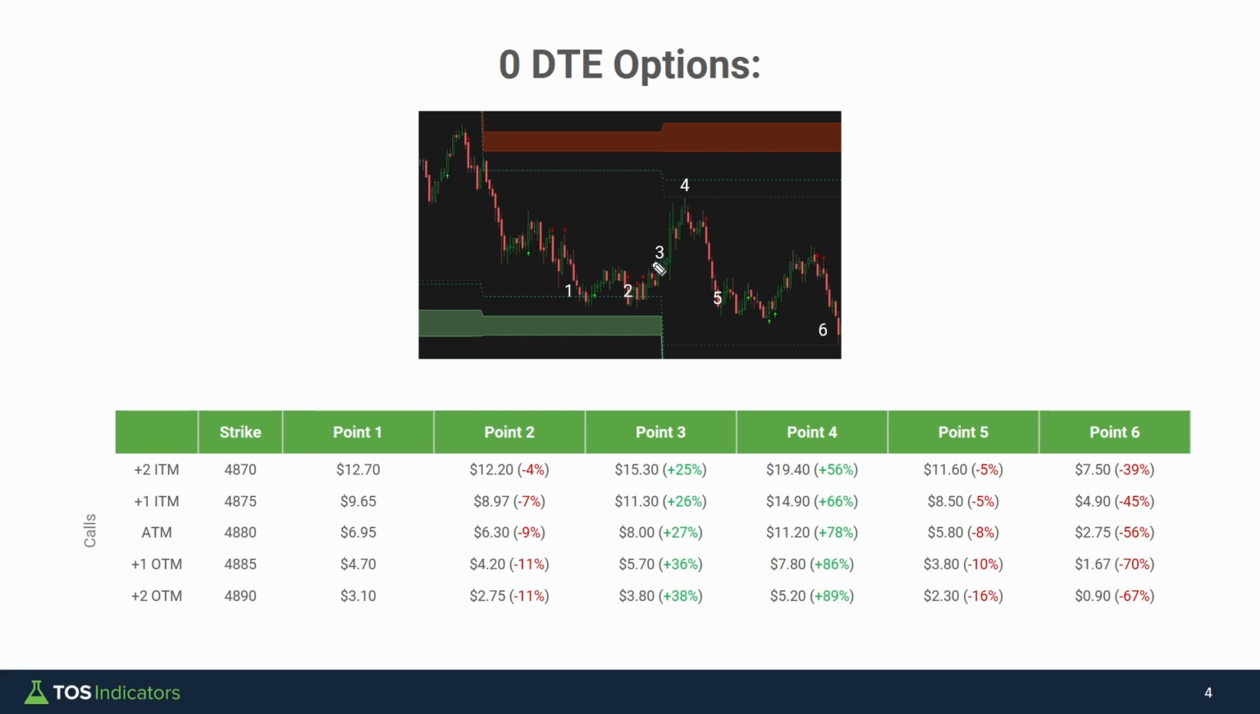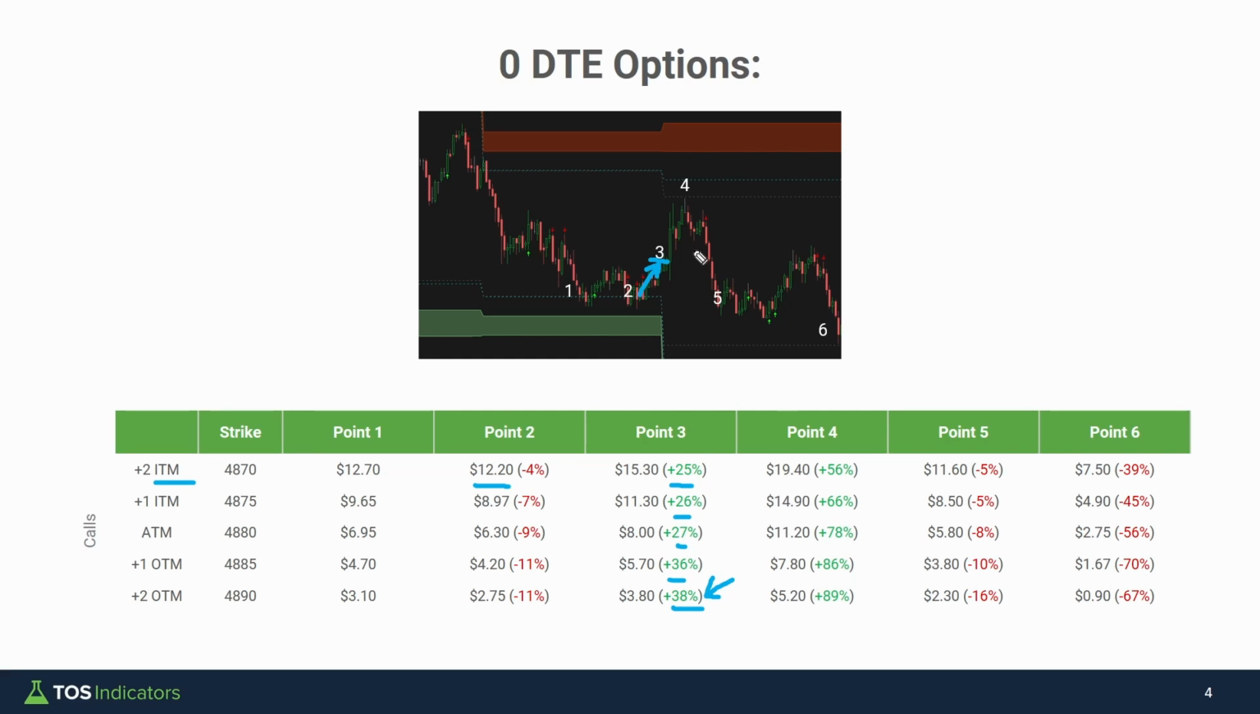Now we move on to point number 3, which is when we hit the first target. Now, as expected, we see a nice bump in pricing, and this pricing is of course skewed because you are trading a very risky asset with the 0 days to expiration. Now with the in the money options, we see the pricing move, and this is using point 2 as our entry. We see the price improves by about 25%. The at the money is about 27%. The 2 strikes out of the monies, you have of course the most profit at a plus 38%, but you would also expect these to be the riskiest out of these 5 contracts that we're looking at.